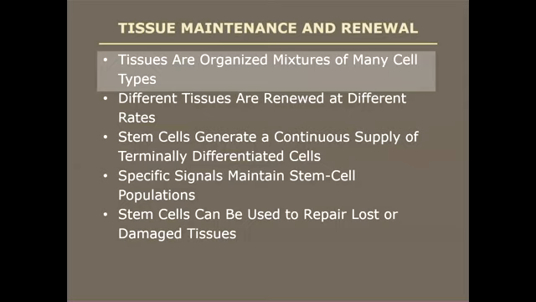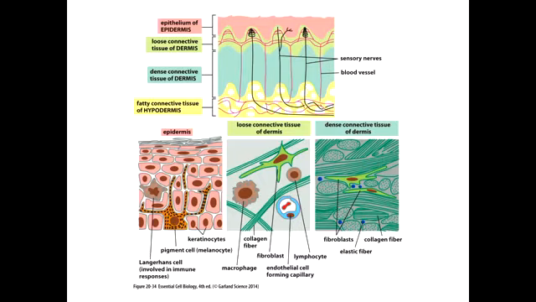So tissues then are organized mixtures of many cell types. That's what stem cells are doing. They're making lots of different cell types, right? Here's a very simple diagram. Well, I shouldn't say simple. It's kind of unnecessarily complicated. But it's a diagram from your book that illustrates that point.